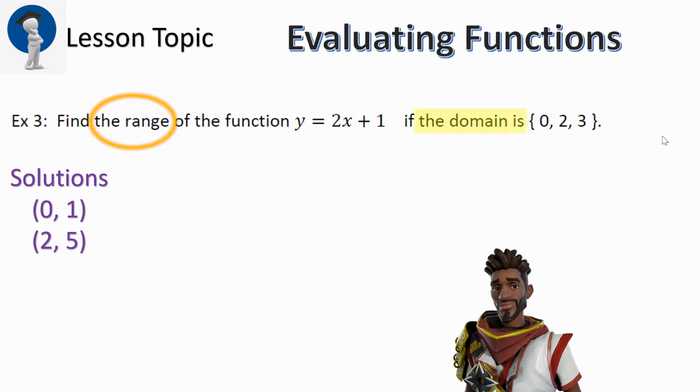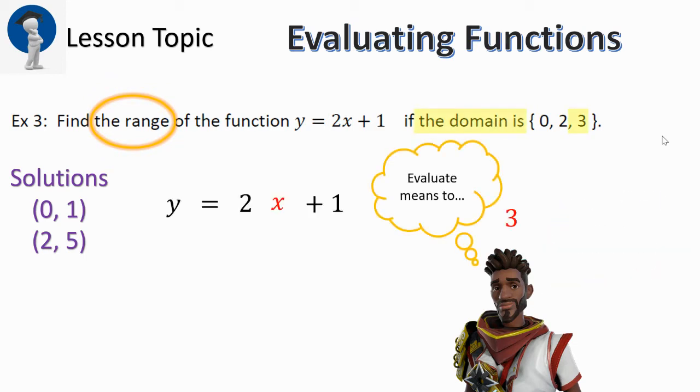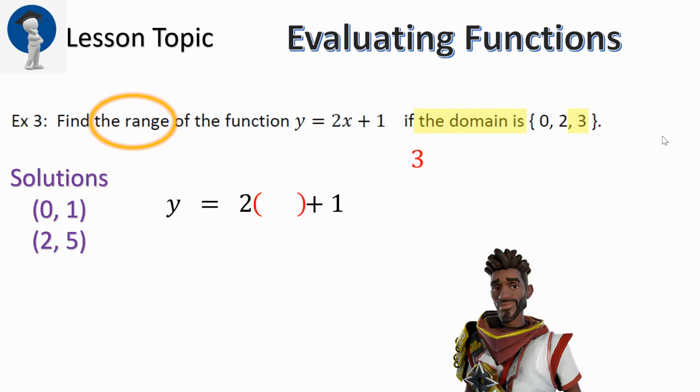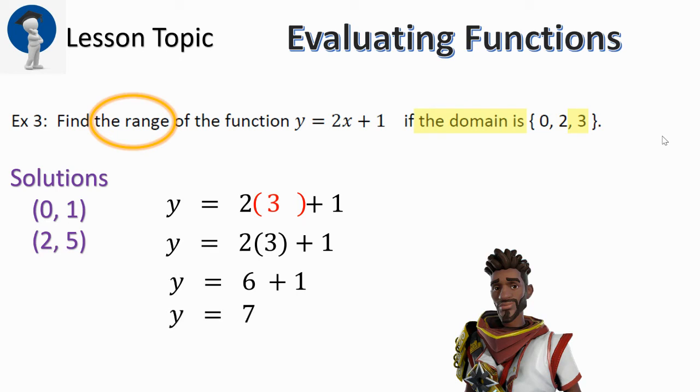And the last one. I think you get the idea about plugging it in. So you get rid of the x. In the place of x, you put the 3, because that's your domain. 2 times 3 is 6. 6 plus 1 is 7. Y is equal to 7. So this is going to be the point (3, 7).